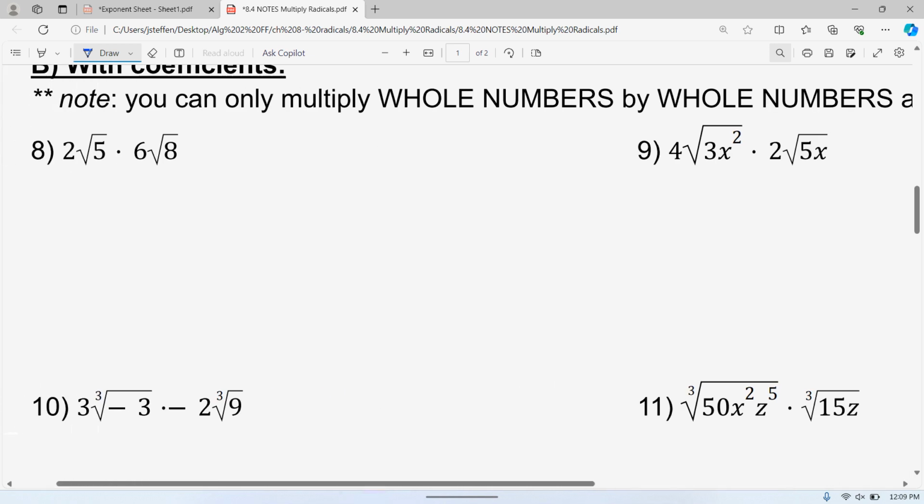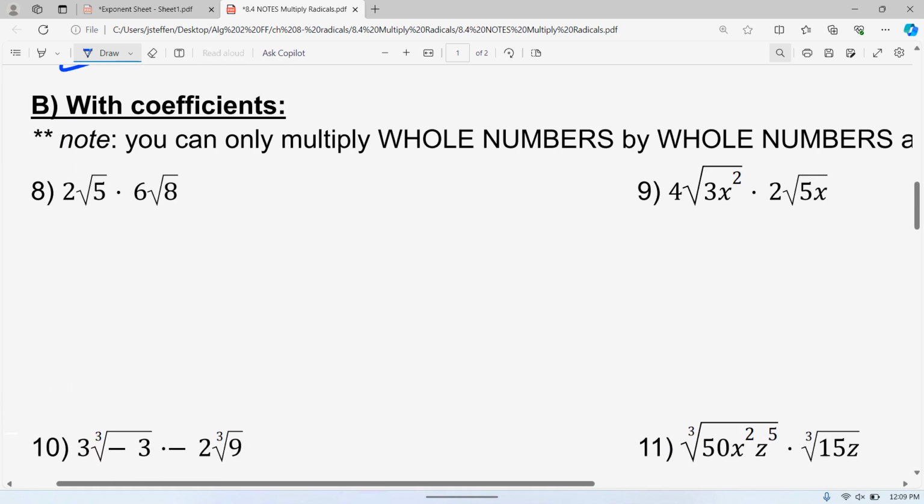Okay, moving on. Now we're going to do some multiplying where we have coefficients. The thing to realize is, and I don't know if I said this before, I think I said it a couple days ago, that you can multiply whole numbers by whole numbers, and you can multiply radicals by radicals. You cannot multiply whole numbers by radicals.